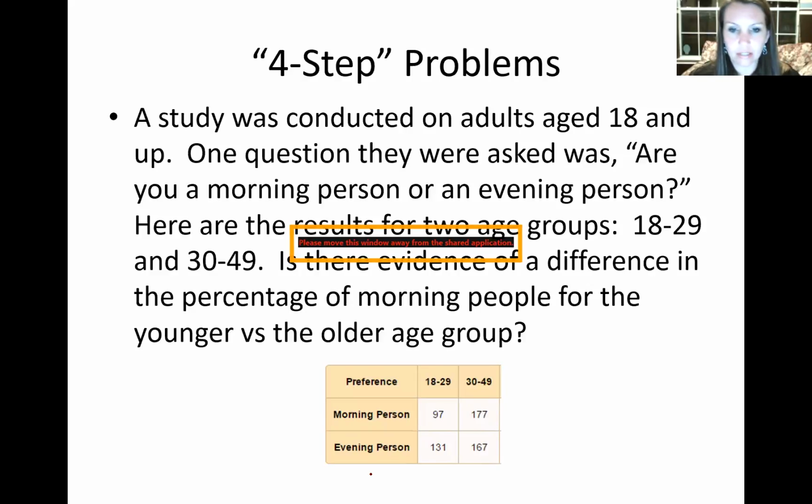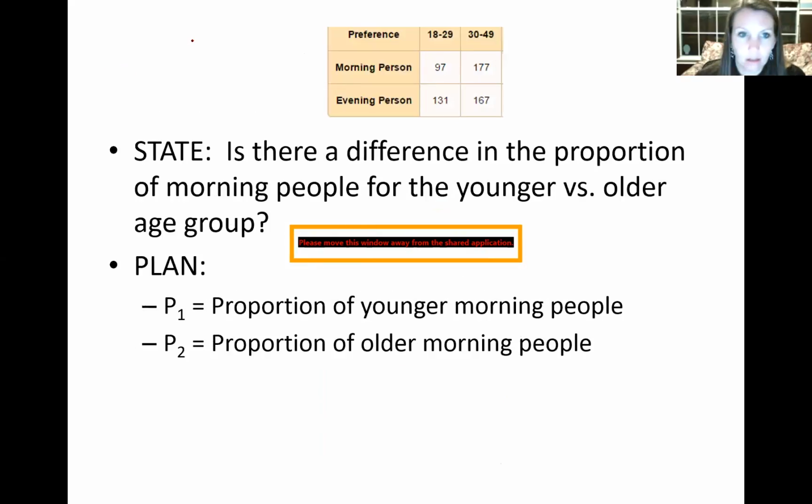So here's the data. And if we're thinking about this on an exam, which type of method would we use here? Well, what are we measuring here? Well, we wanted to know whether or not people were morning people or evening people. So that's going to be categorical. And we're comparing 2 groups for that categorical variable. So we're dealing with 2 proportions. All right, so step 1 is going to be state.